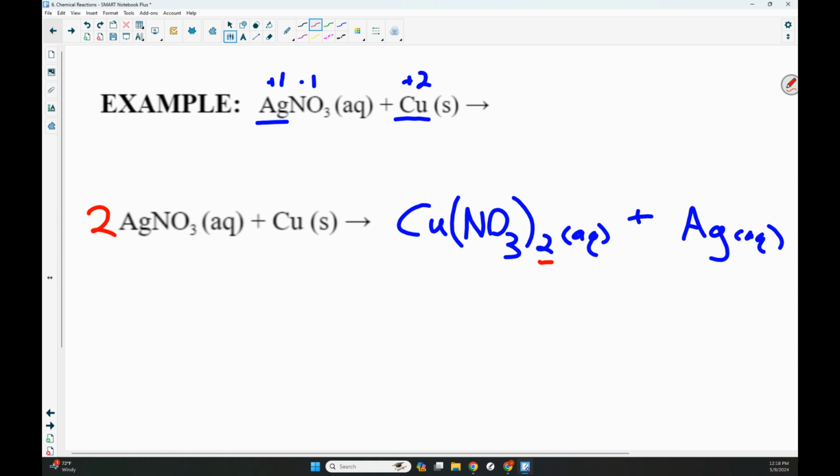And how about everything else? I think everything else is balanced. So that's all we needed. Any questions about that? All right, why don't you guys try the example?